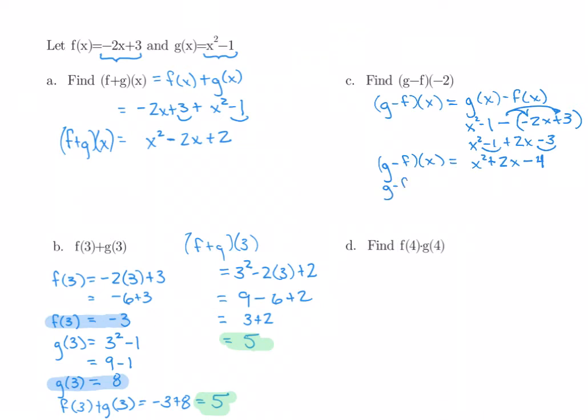So now to find g minus f of negative 2, let's go ahead and replace all of my x's with negative 2. If we square negative 2, we get 4. 2 times negative 2 is minus 4. Minus 4. We can cancel a positive 4 and a negative 4, and we are left with negative 4.